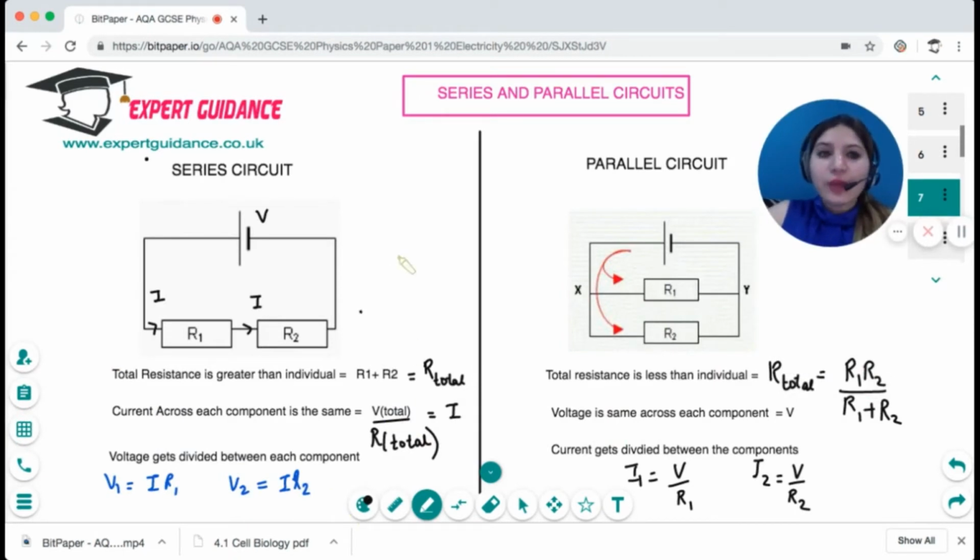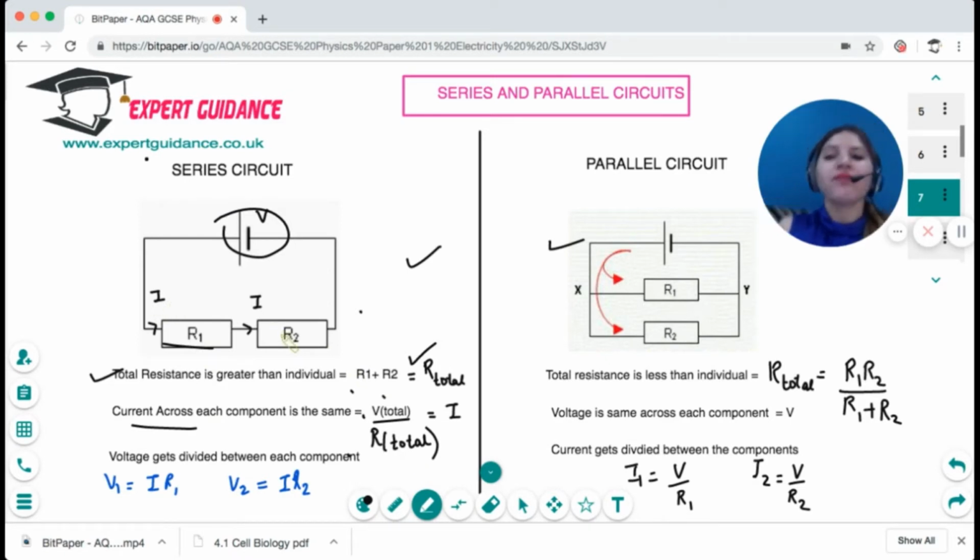Okay, so now we need to do a series circuit and a parallel circuit. In the series, the resistors are connected next to each other. In a parallel circuit, they are connected in parallel. The total resistance in a series circuit is the sum of the individual resistances, which is greater than the individual resistance. So R1 plus R2 is R total. The current across each component will be V over R. So total voltage over the total resistance, which is the sum of R1 plus R2, gives the current across each component. And remember, in series, the current is always the same.